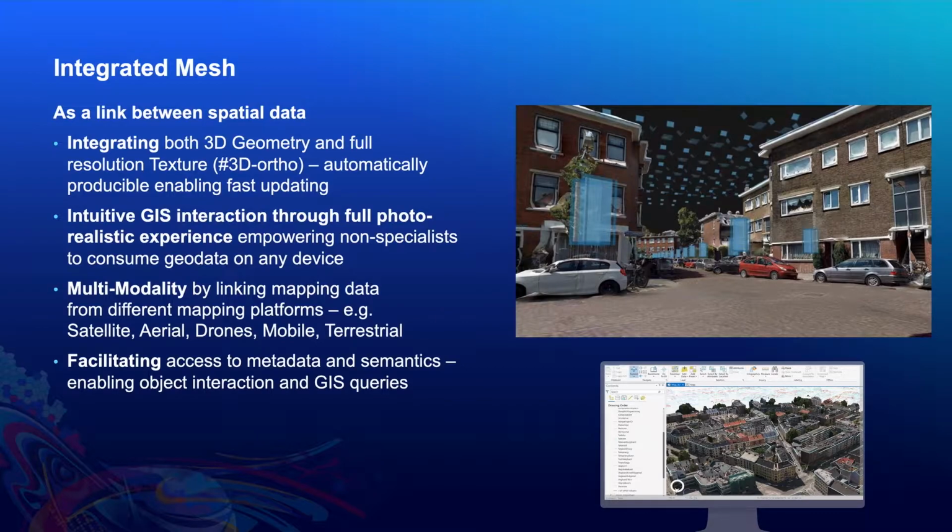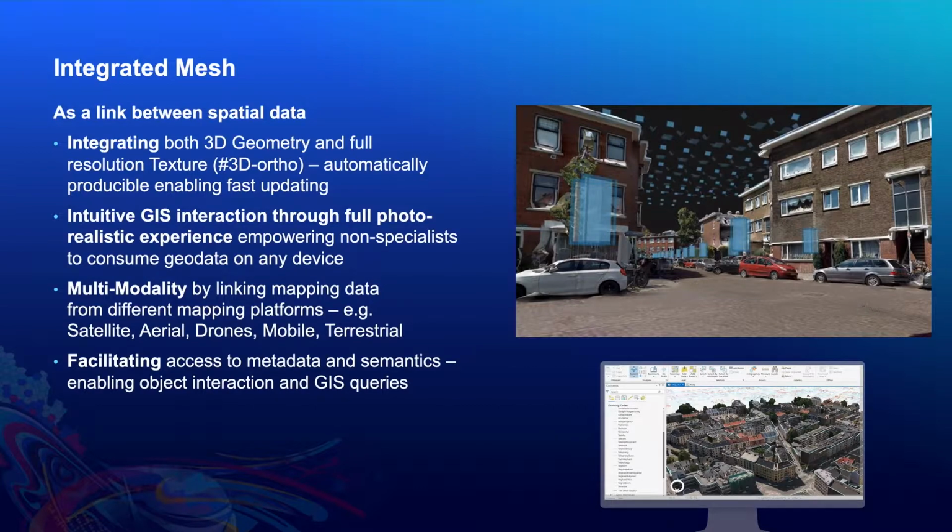Why are meshes so powerful? They can serve as a link between spatial data, as they integrate both 3D geometry and full resolution texture. They can be produced fully automatically, and therefore models or data sets that consist of meshes can also be produced completely automatically and updated very fast.